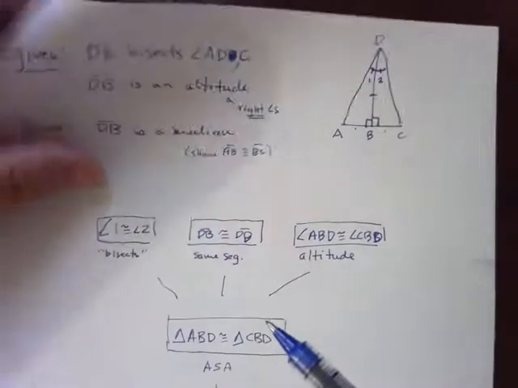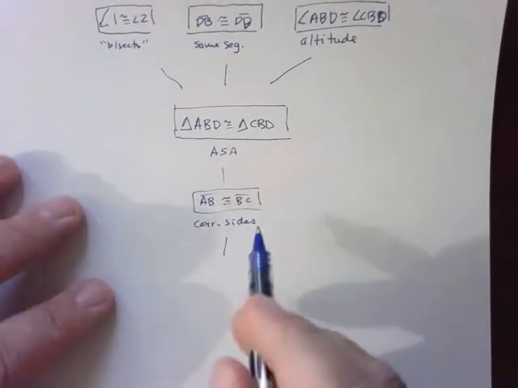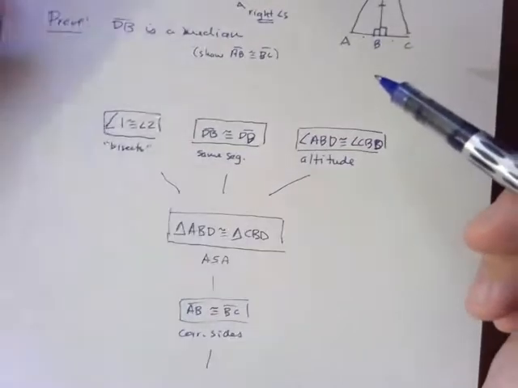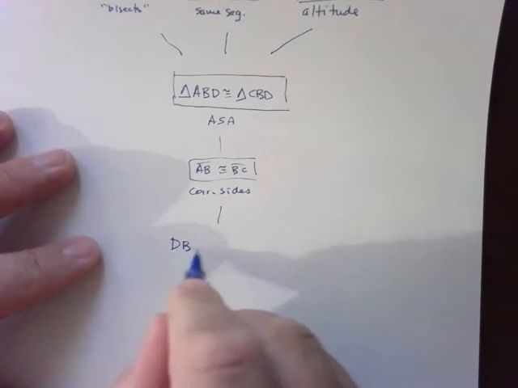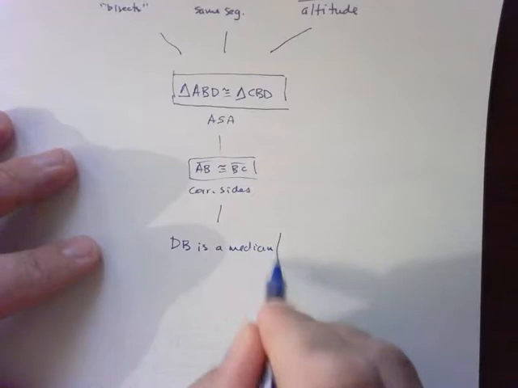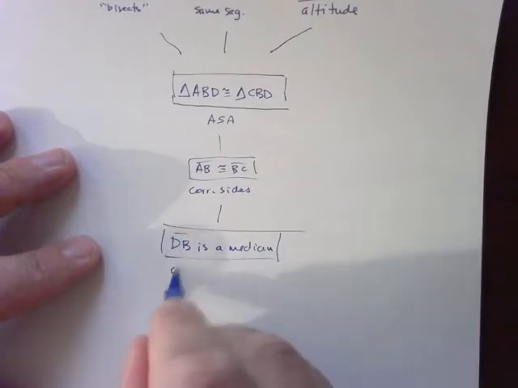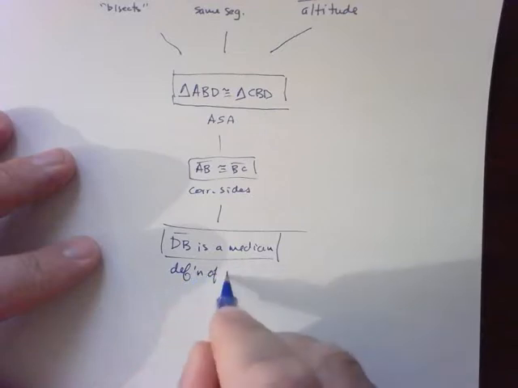So then I can say, therefore, because AB and BC are the same, I may conclude DB is in fact a median. Because that's the definition of the word median.